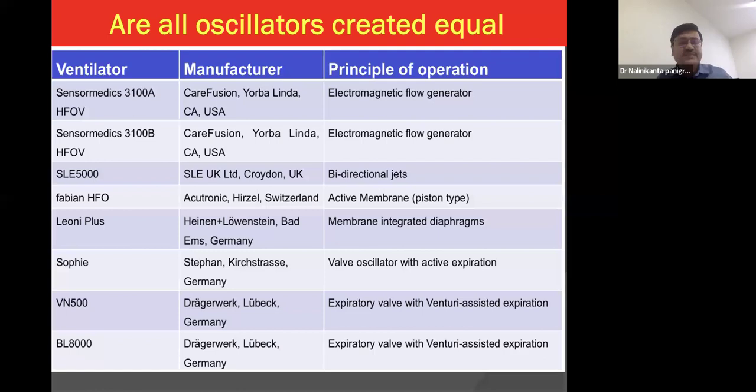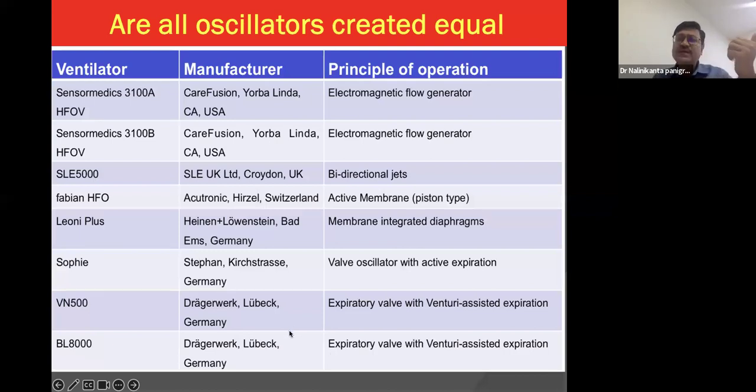But in general, if I say the Babylog 8000, if you're using it for HFO, it is not a true HFO, it's a flow interrupter. It's a conventional ventilation with flow interruption. So in a bigger baby, it may not be effective to use the HFO. So a small baby, 1 to 1.5 kilo, the company claims up to 2 kilo, we can use HFO.